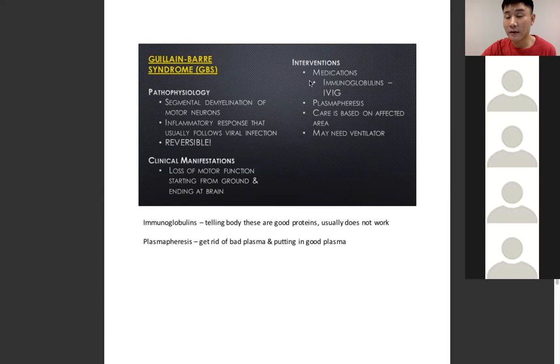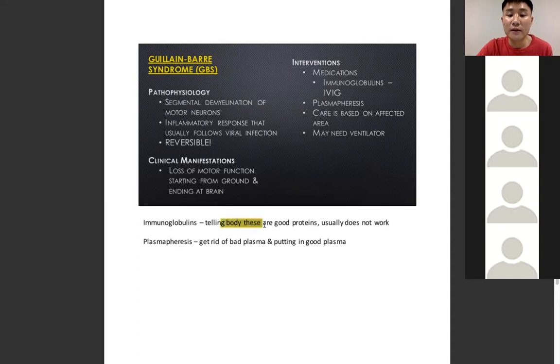They may need a ventilator when the disease progresses to the lungs. They won't be able to breathe anymore, so we have to hook them up with a ventilator. A ventilator is basically they intubate the patient, they put a tube directly into the patient's trachea, and continuously blow air and exchange oxygen for the patient because they won't be able to breathe. The diaphragm is not moving.